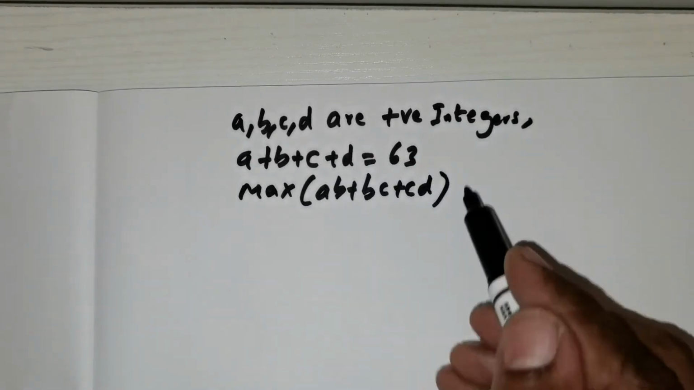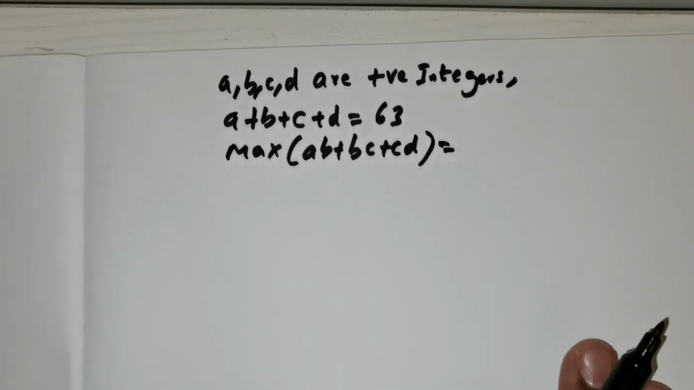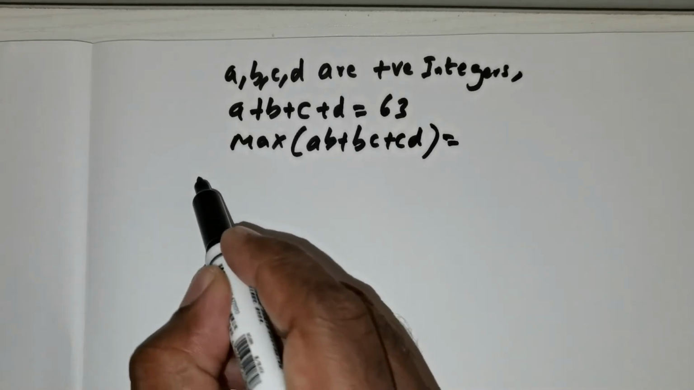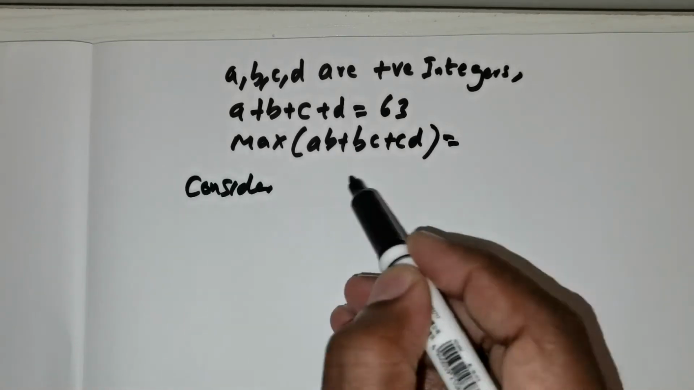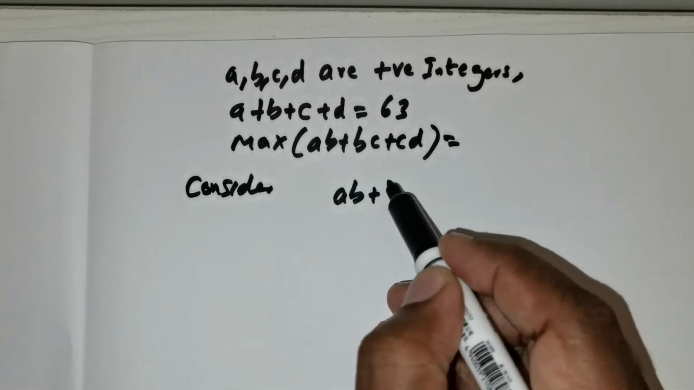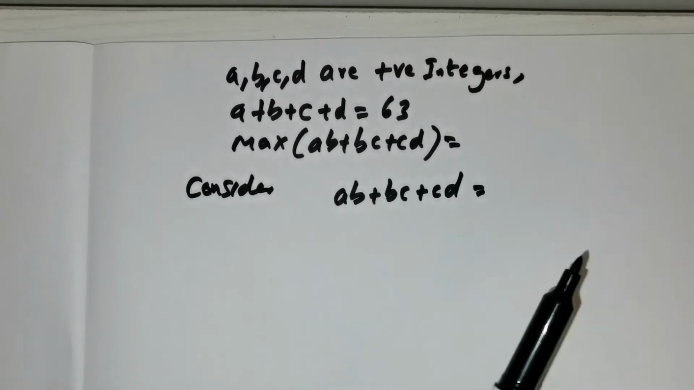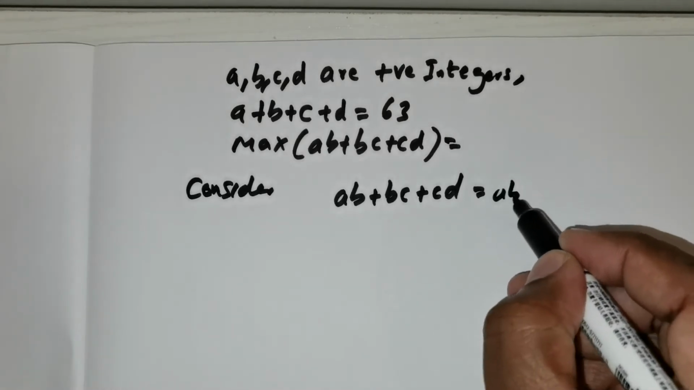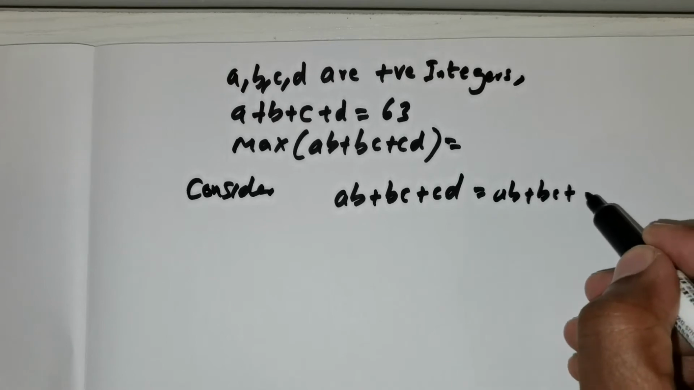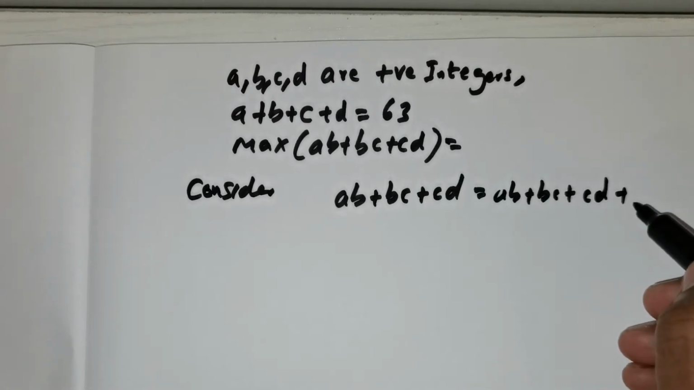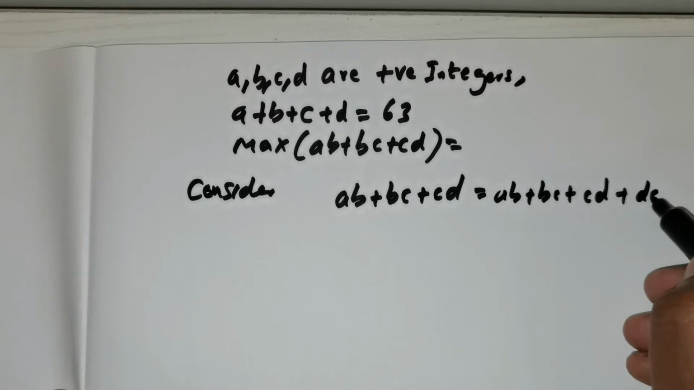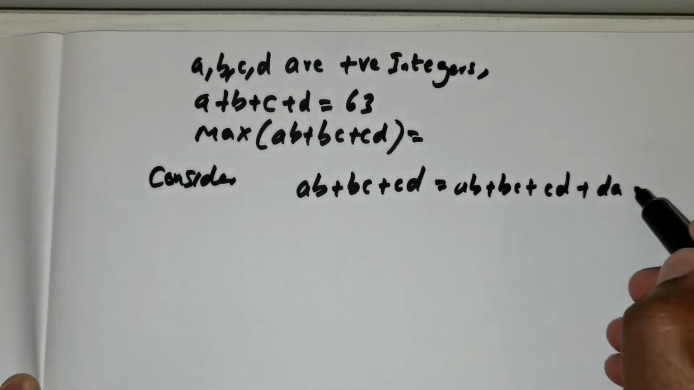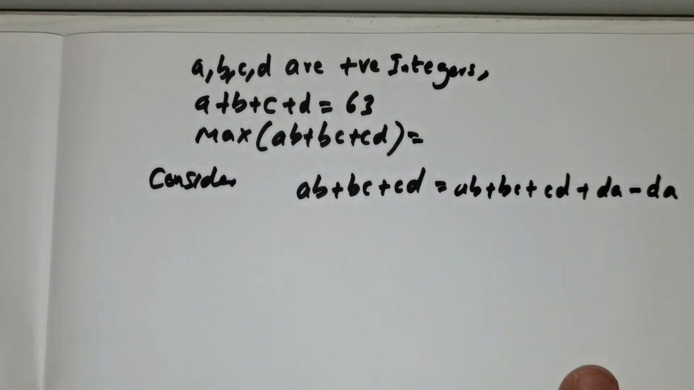There are different ways to solve this question, but I would be showing you an easier way. Now, foremost, let us consider AB + BC + CD. I'm going to rewrite this as AB + BC + CD, and I'm going to add DA and subtract DA, adding DA and subtracting DA.